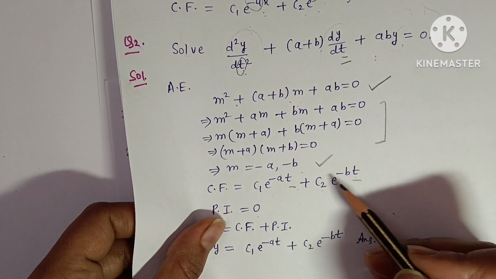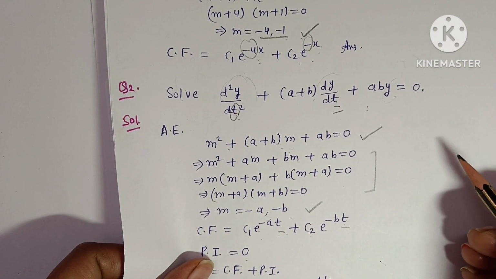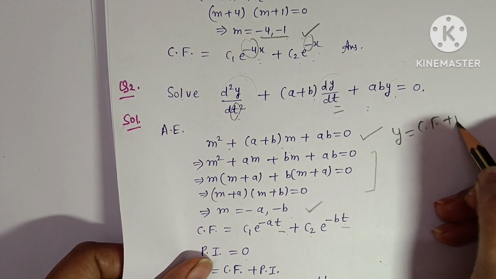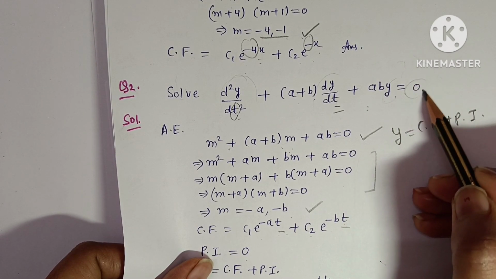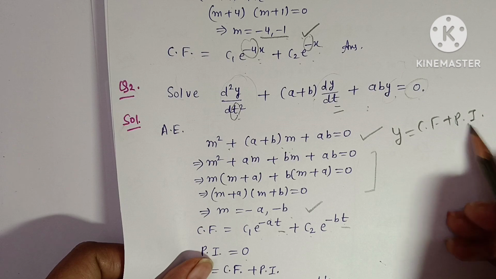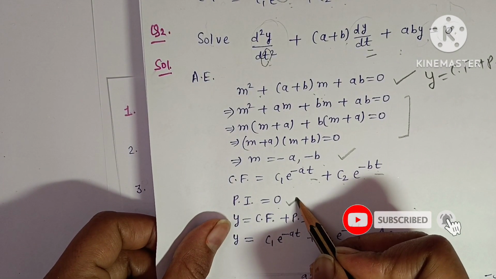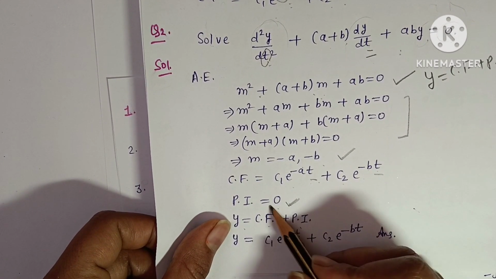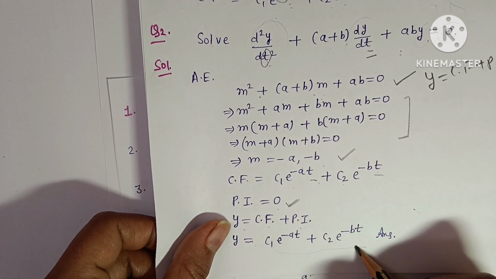In the previous video I told you that the solution has two parts, complementary function and PI, it means CF and PI, and y is always equal to CF plus PI. But when the right side is 0, then PI is 0. In this case PI is equal to 0, that is why I have written here PI is 0. So when PI is 0, y is CF plus PI, so putting the value of PI here, y will be equal to CF only, so this is the value of y.